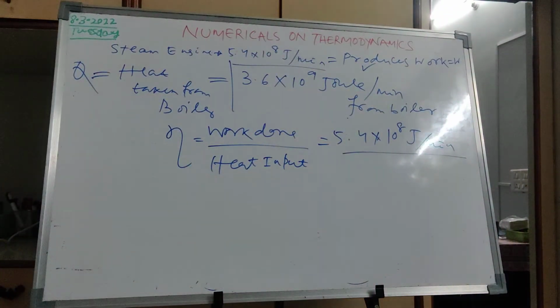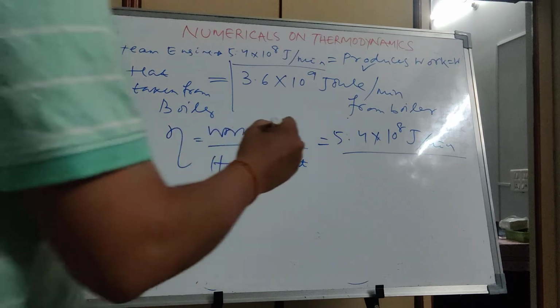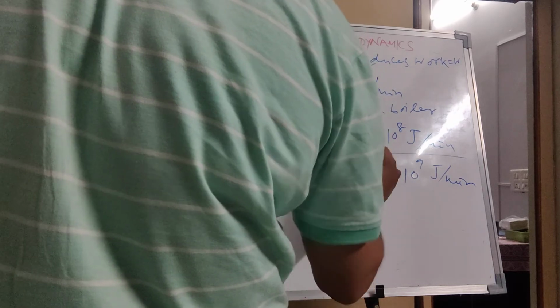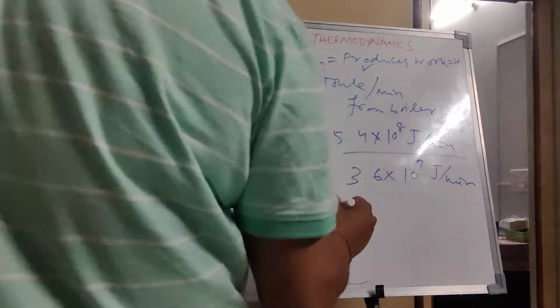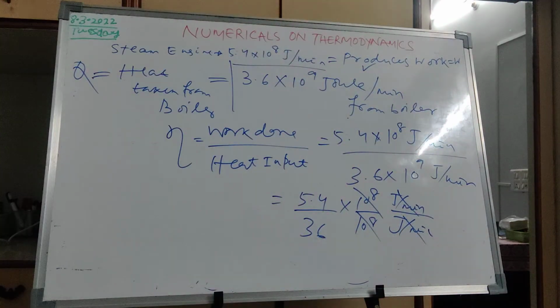Then per minute, how much heat is it taking from the boiler? 3.6 into 10 to the power 9 joule per minute. So if you simplify it, it will become 5.4 divided by 36, and 10 to the power 8 divided by 10 to the power 8, and joule per minute divided by joule per minute. So this cancels. Efficiency is a unitless number. So it becomes 5.4 by 36.